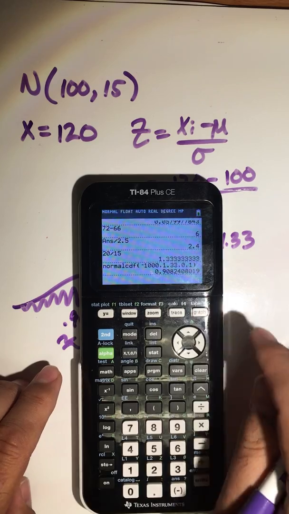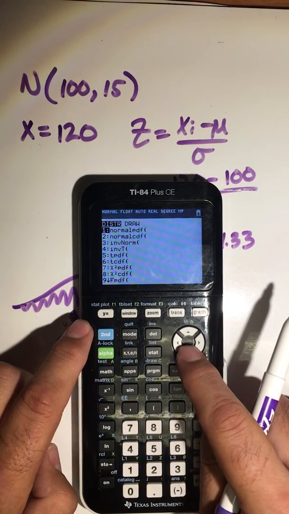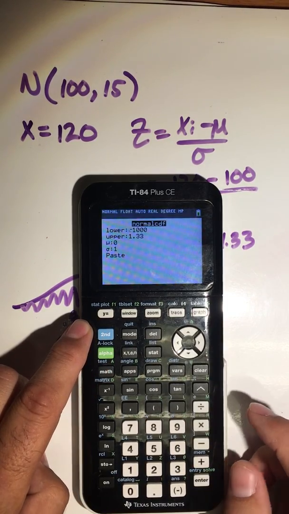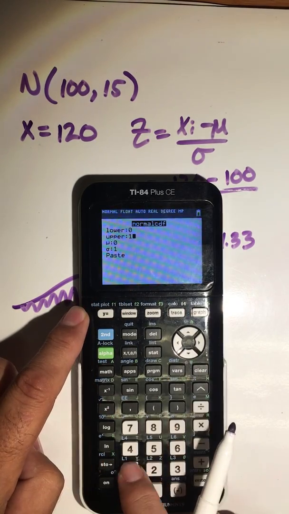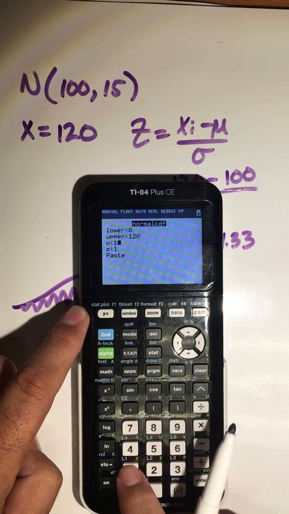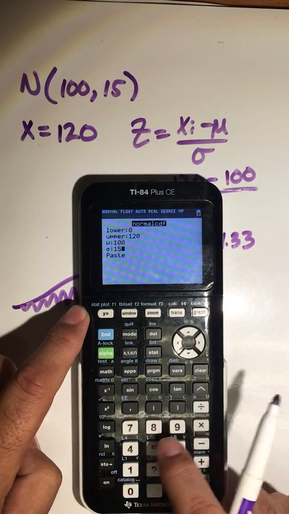0.9082, 0.9082. Now, with the calculator, you can also enter it in raw scores. So I could say, well, the smallest IQ score would be 0. We're going up to 120 with a mean of 100 and a standard deviation of 15 points.